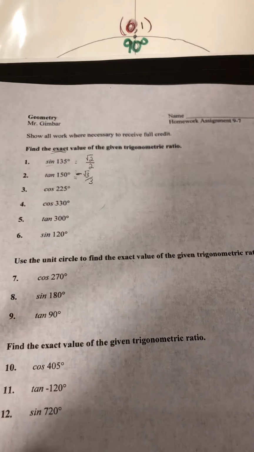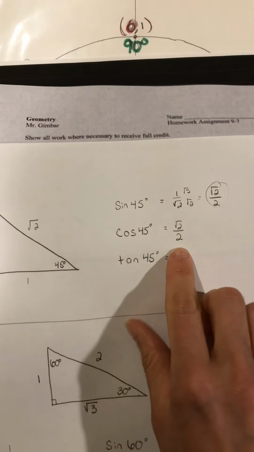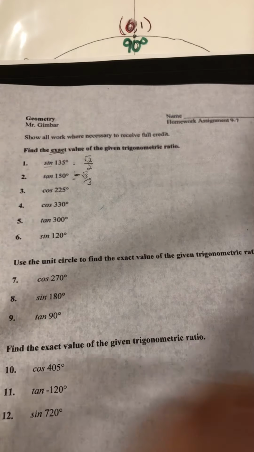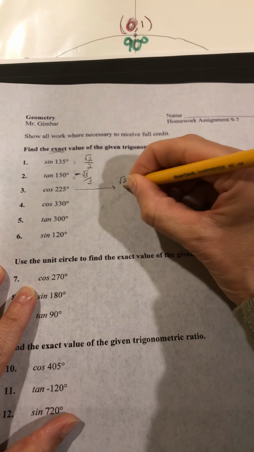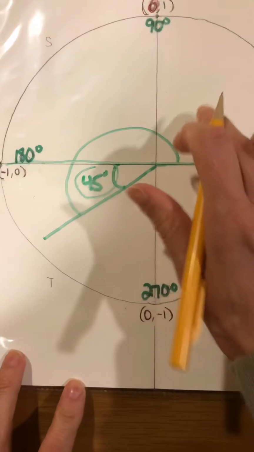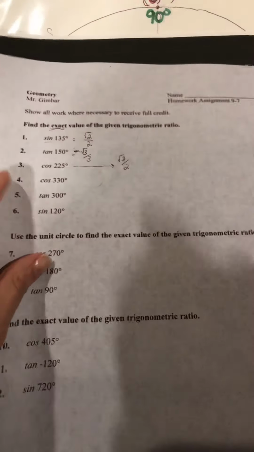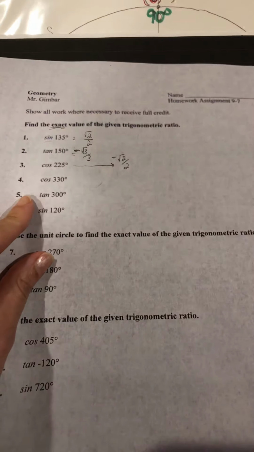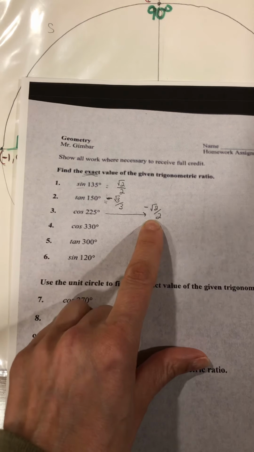So cosine of 45 degrees is here, and it's radical 2 over 2. So that's our answer. However, is it positive or negative? We're in quadrant 3, only tangent is positive, so that means cosine is going to be negative. And you can check your answer by finding the decimal of cosine 225 and finding the decimal of negative radical 2 over 2 and making sure they match.